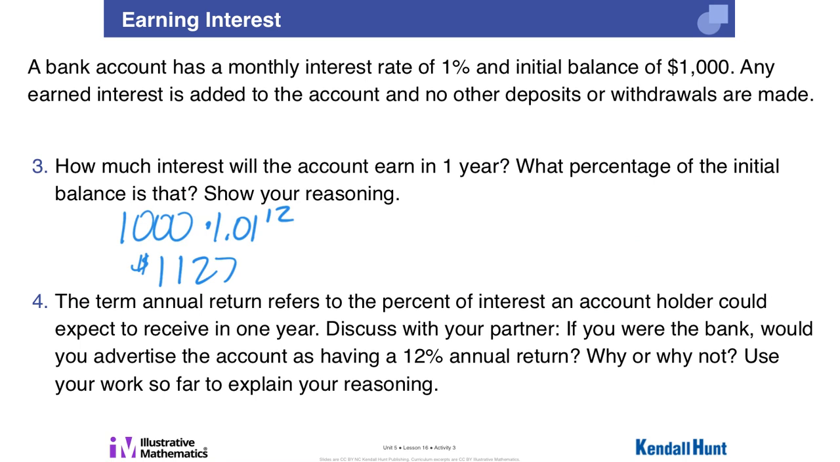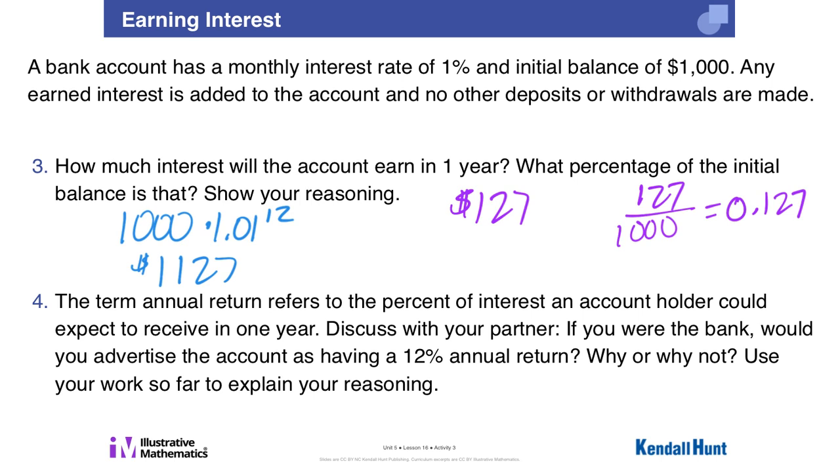Number 3 is going to go into how much interest we're actually earning. So in 1 year, that's 12 months. This is the new account balance. So how much interest did we earn? Well, we started at $1,000, and in a year now we're at $1,127. So the amount of interest is $127. What percentage of the initial balance is that? So we're going to take 127 out of 1,000, or divide by 1,000. And that's going to equal 0.127.